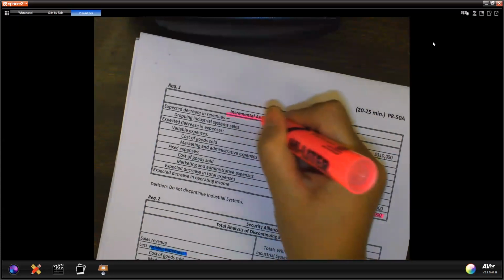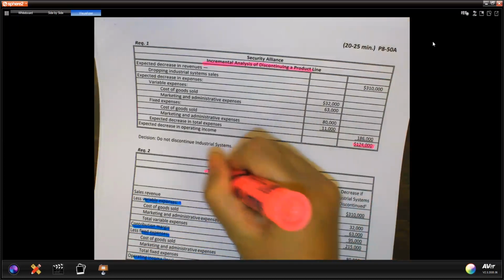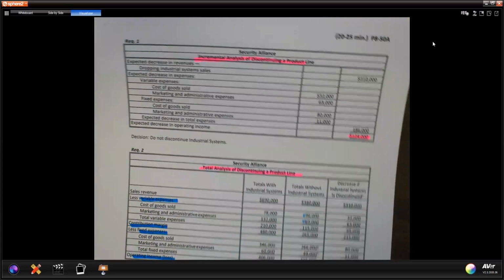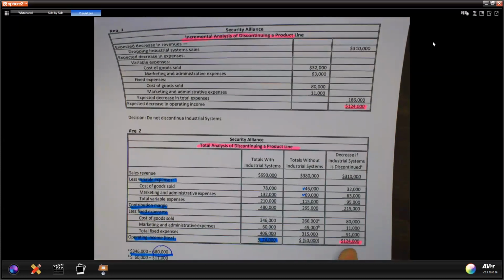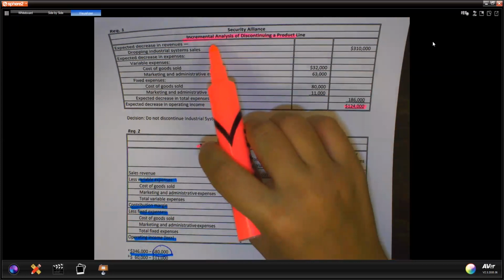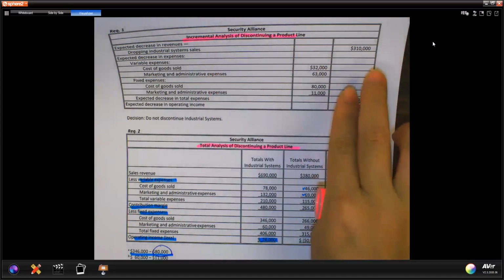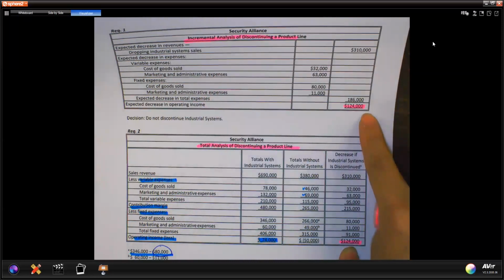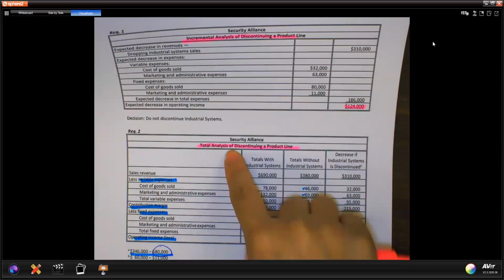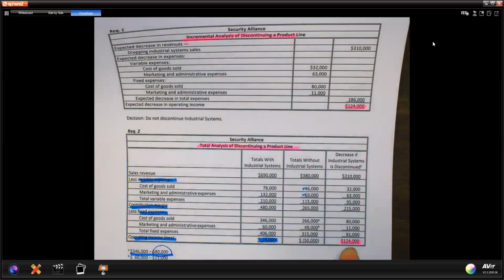So this one is we do incremental analysis, and this one is we do total analysis. You can find out we get exactly the same number. The whole point is incremental is good enough. It's easier, takes a shorter time, but you get the right answer. So you don't need to do the total. We just do incremental, which is relevant information.